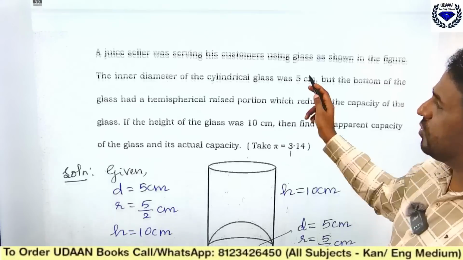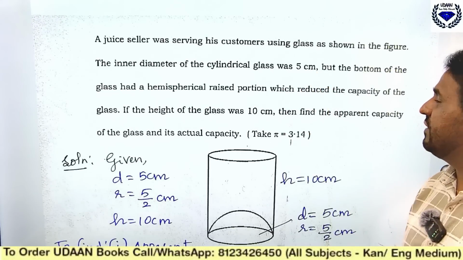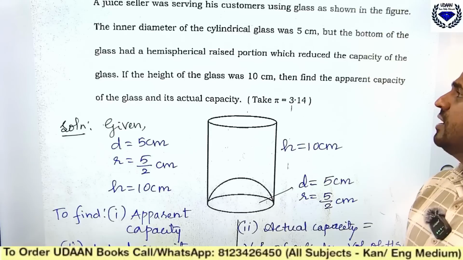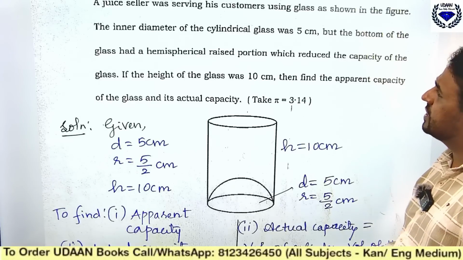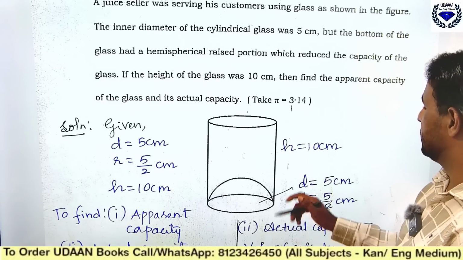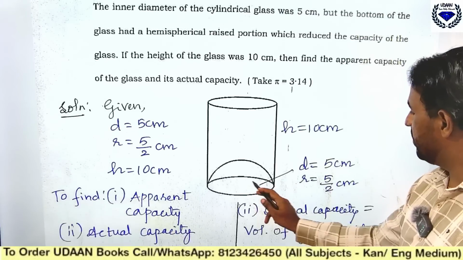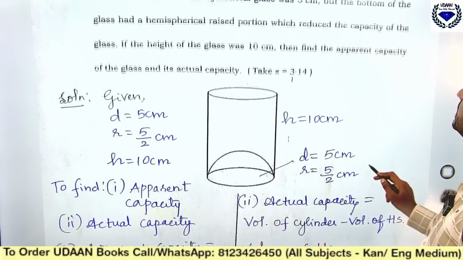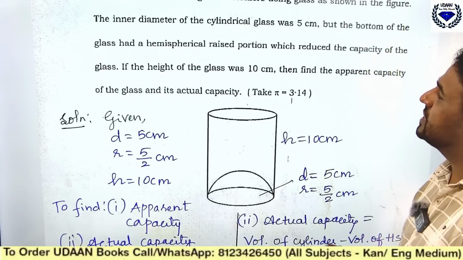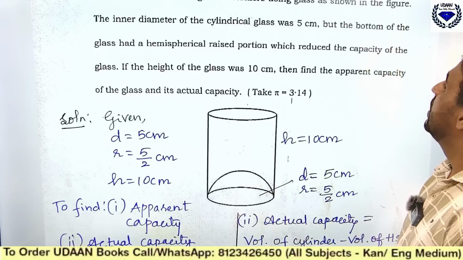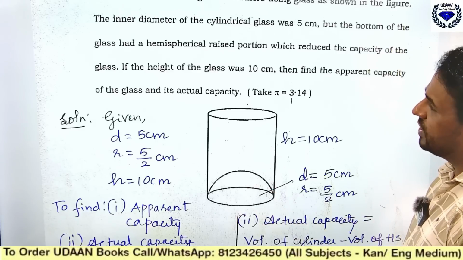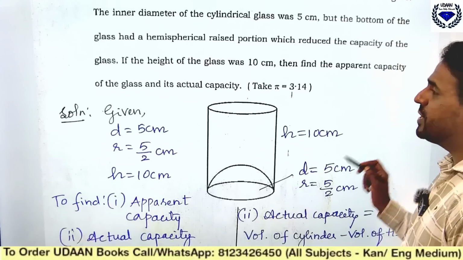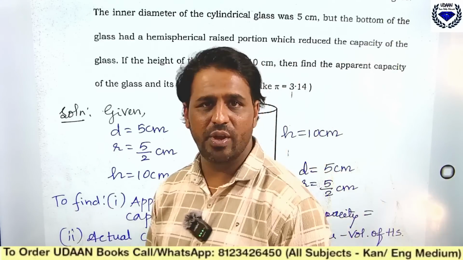There is one more question. A juice seller was serving his customer using a glass as shown in the figure. He is using this glass. The inner diameter of the cylindrical glass was 5 centimeter. So the inner diameter is how much? 5. Therefore, the radius will be 5 by 2 centimeter. But the bottom of the glass had a hemisphere raised portion which reduced the capacity of the glass. If the height of the glass was 10 centimeter, then find the apparent capacity of the glass and its actual capacity.